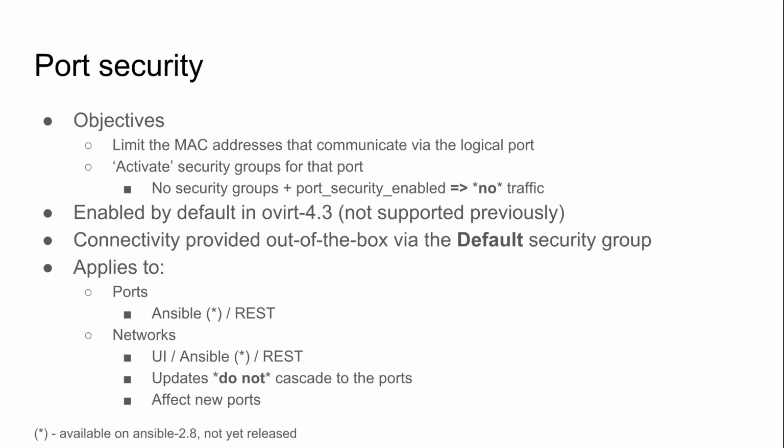When port security is set on a logical network, it simply means that all newly created ports whose port security attribute is not specified will inherit that value from the corresponding network instead of from the configuration file. This means that an update to port security on a logical network will not cascade down to the existing ports. Port security at port level can be updated through the REST interface or through Ansible, while at network level it can be updated through the user interface, Ansible, or REST.